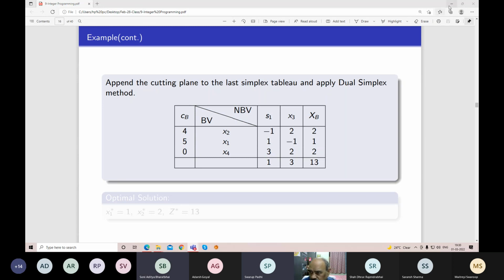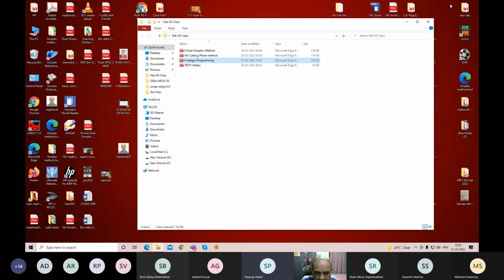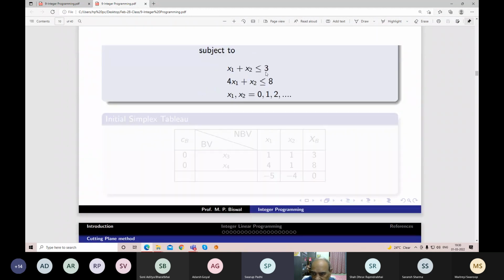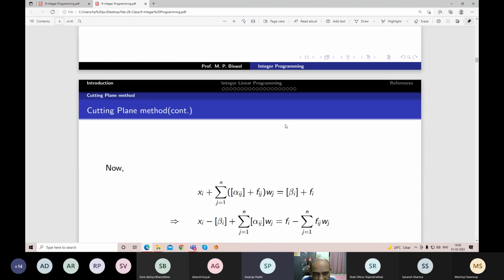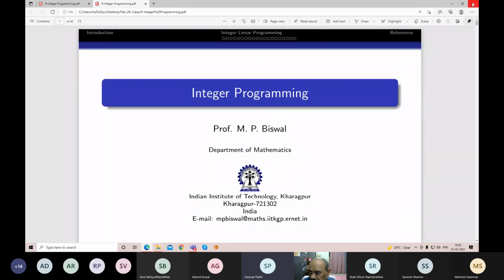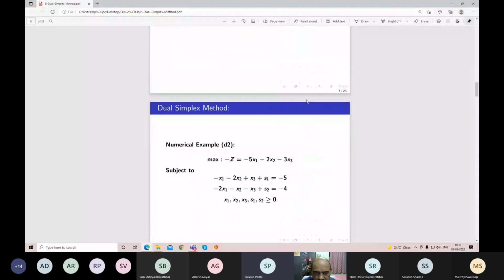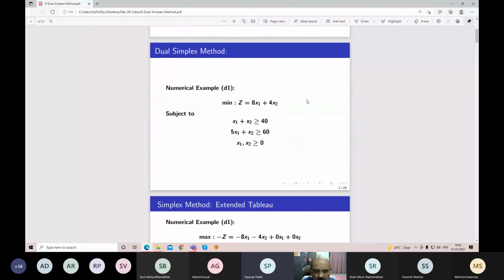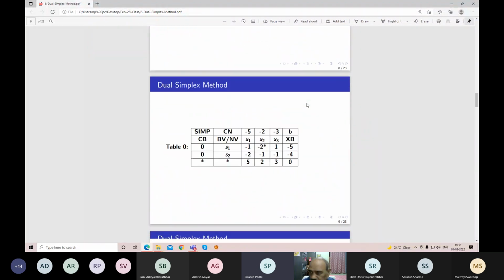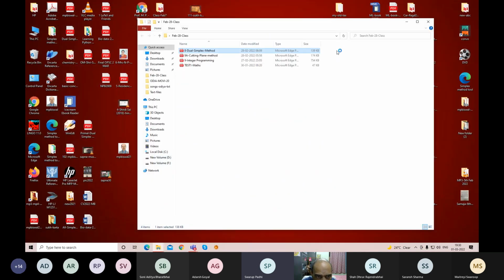These are the files I am going to send to you. The integer programming file, this is a very crucial file. And I am also going to send the dual simplex method. I had already given the dual simplex method earlier, but I am giving it again because it is also useful. Then I am giving the cutting plane methods.